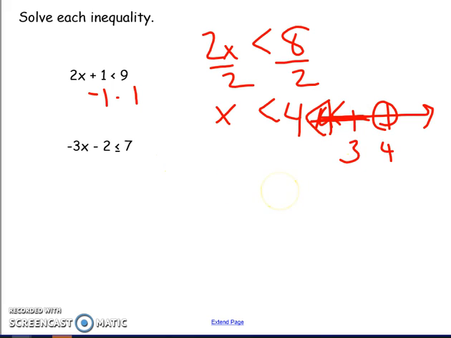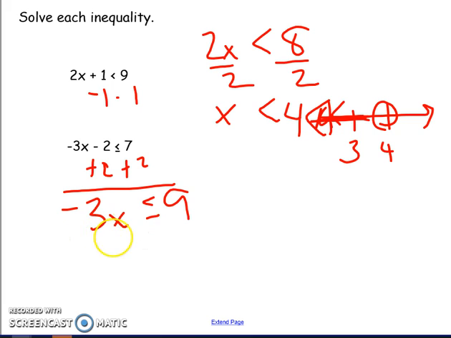All right, for this one, we're going to start by adding 2, because we need to get the -3x by itself. So -3x, and we bring this inequality symbol down to use for the next step. So we still have a less than or equal to, and now we have a 9. And then to get the x by itself, we're going to divide both sides by -3.